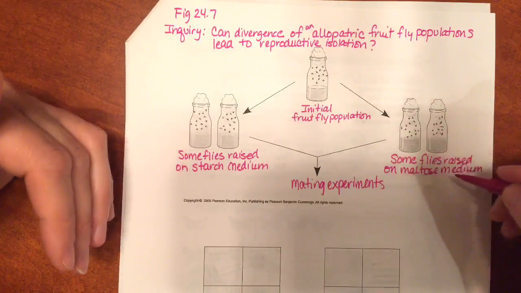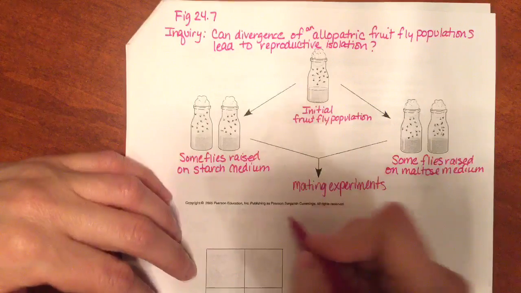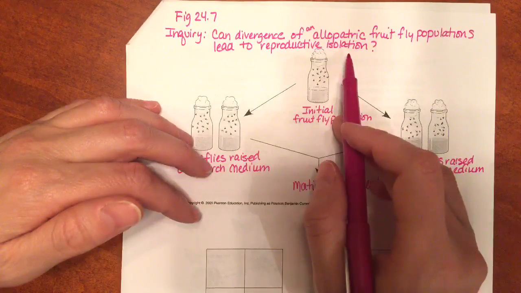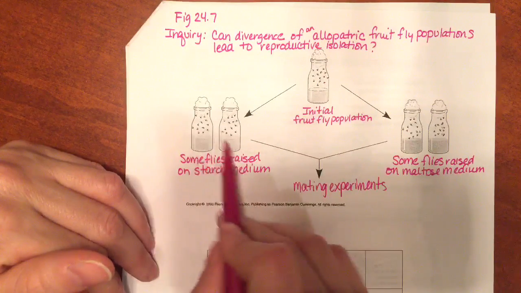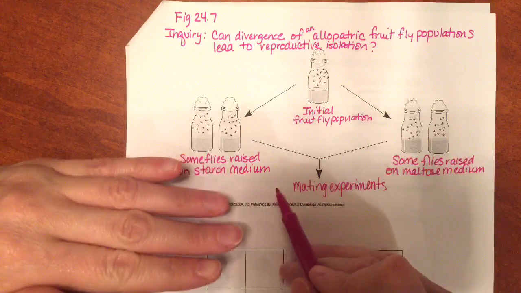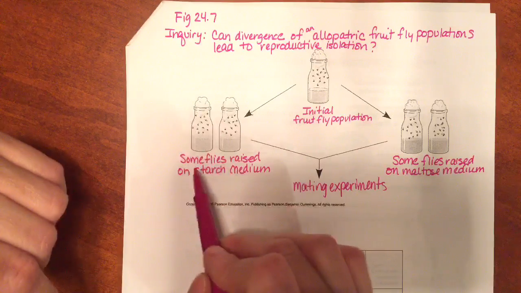So that's their environment, what's available in their environment. Does changing the environment affect the way that they want to mate? Did it lead to reproductive isolation? So did these flies here want to mate with the maltose flies if you put them together, or do they want to mate just with their own kind?